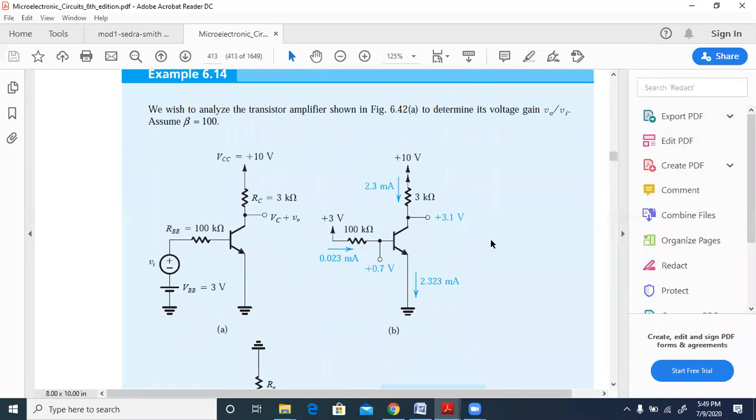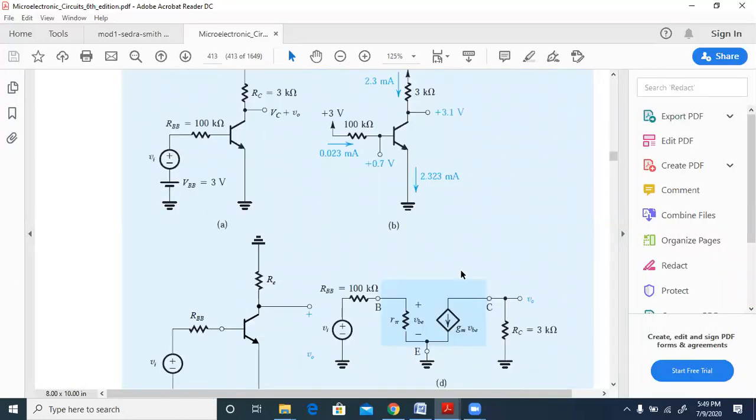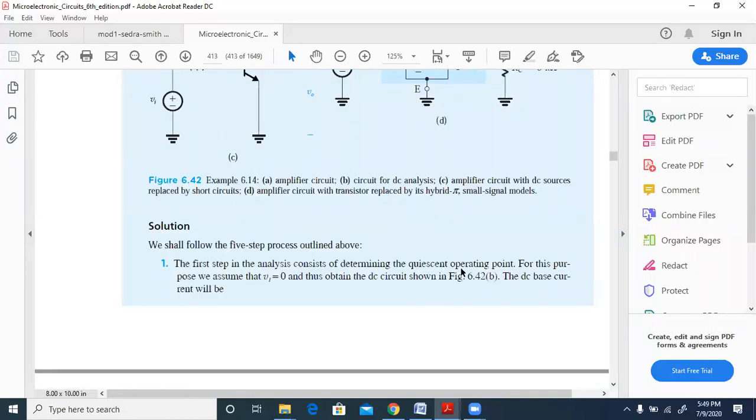We are just talking about the analysis of the biasing circuit, and that is nothing but fixing up the quiescent operating point. Quiescent operating point means the value of capital IC, which is 2.3 milliamperes, and the value of the VC or the VCE, whatever you call it, which is now here 3.1 volts. So the Q point is referring to capital IC and capital VCE. That is the quiescent operating point.